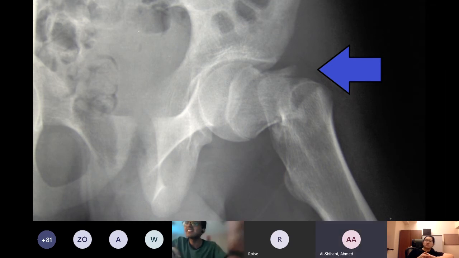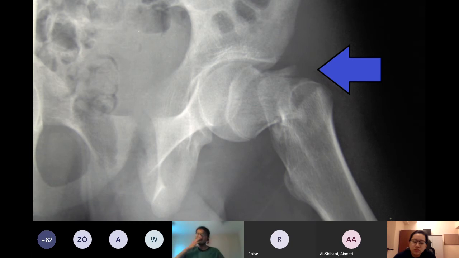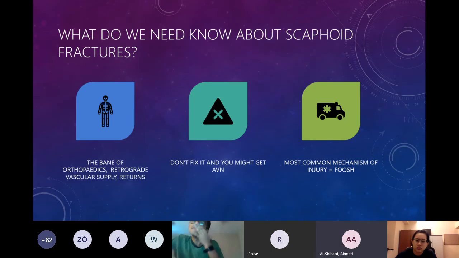Yes, Shenton's line. Wonderful. I'll post a picture in the chat, but Shenton's line is basically the normal anatomical arrangement of the hip joint, and you can see a nice curve. If that's displaced, then you're worried about a displaced fracture. I'll put a photo in the chat. Shenton's line, it's handy.